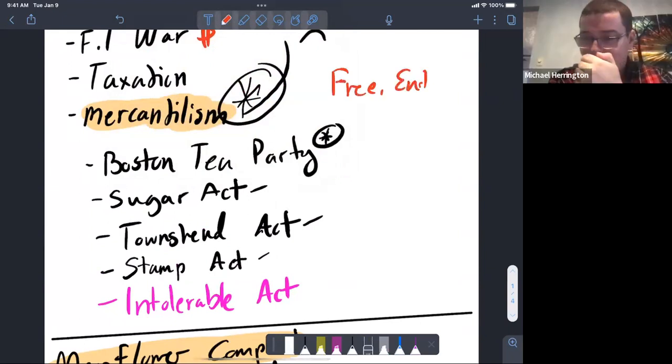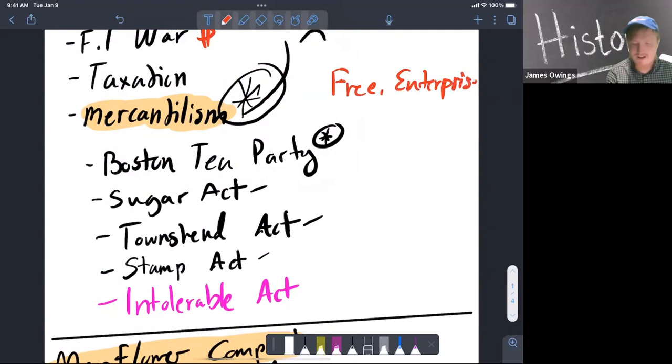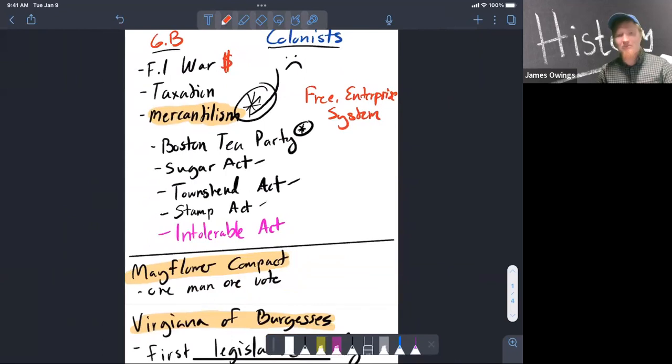Isn't that what we are, though? Isn't that what America is? Yes, sir. Free enterprise system is the modern day world of supply and demand. It's what we got. This is what we have followed since then. Mercantilism is what Great Britain preferred because it involved them making money off of us for anything we wanted to buy. And I would say mercantilism is a realistic question you might get on a test.